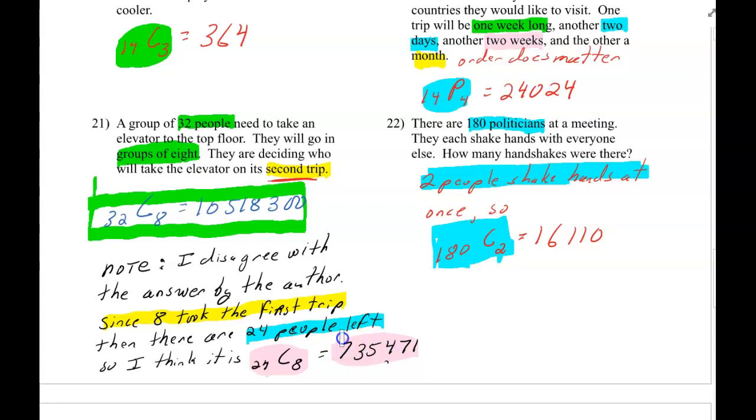I wanted to show you that sometimes people that create answers may not create the correct answer. So I personally believe the correct answer is 735,471. If you got that answer, I would have agreed with you and given you full credit.